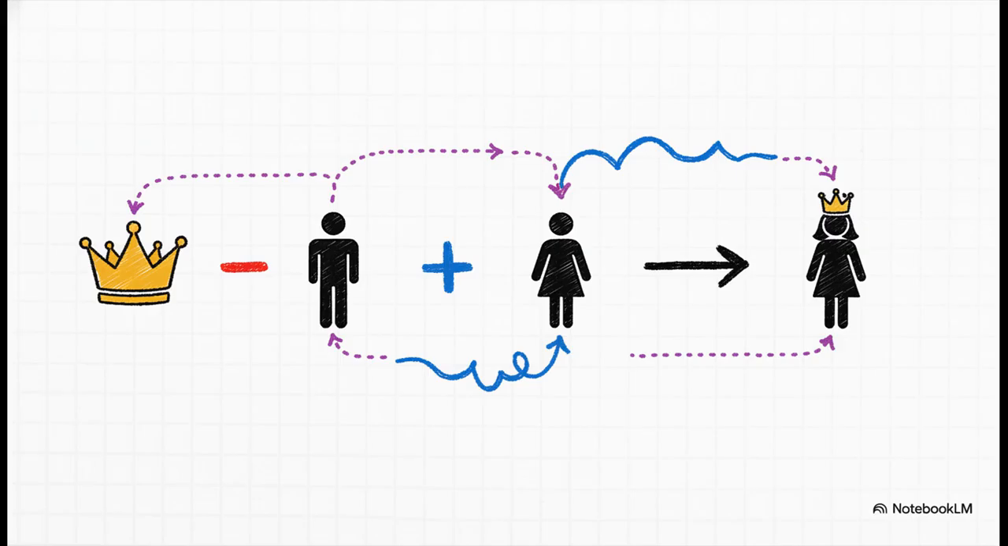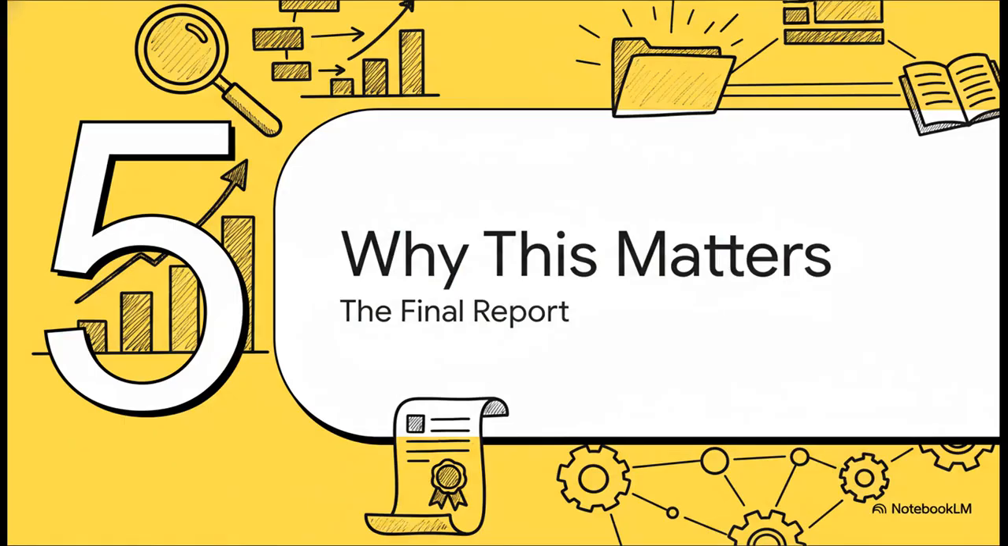Because it understands context, it can learn analogies. It learns that the relationship between man and king is a lot like the relationship between woman and, well, queen. You can do simple math with these word vectors. Literally, you take the vector for king, subtract the vector for man, add the vector for woman, and the number you get back is incredibly close to the vector for queen. It's amazing.